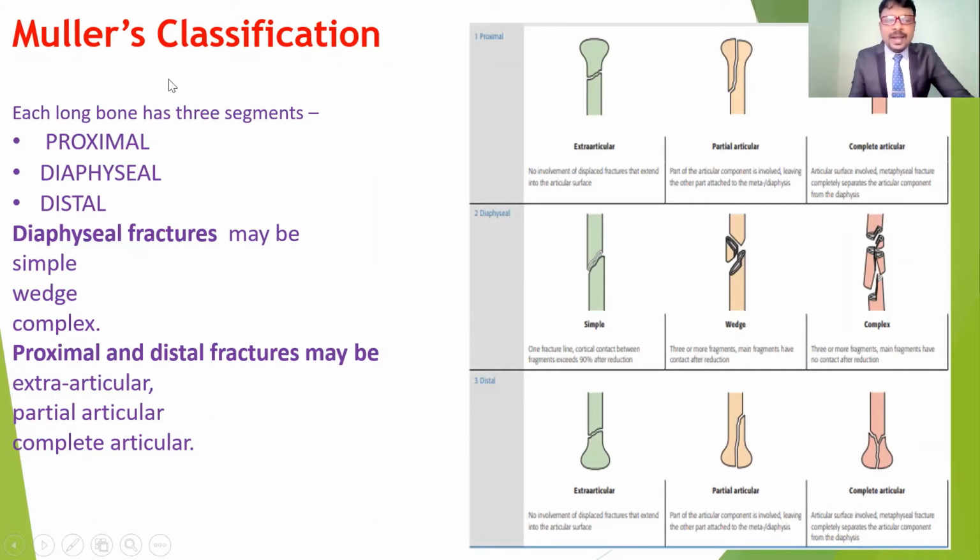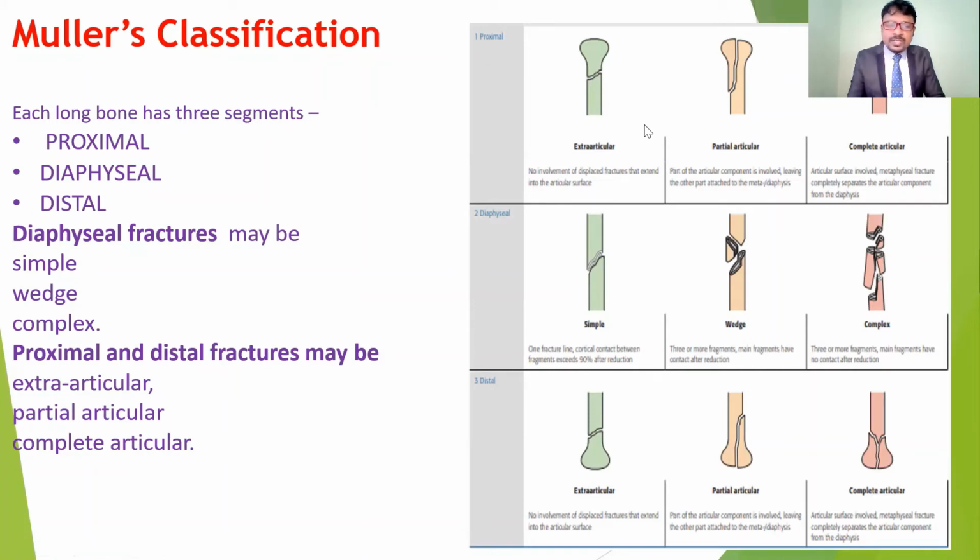For the proximal and distal fragments of the long bone, we can divide them into extra articular, partial articular, and complete articular. Extra articular means outside the joint. Partial articular includes the joint surface, but it's not a complete fracture; only part of the articular surface is involved. In the completely articular, the articular structures get damaged.